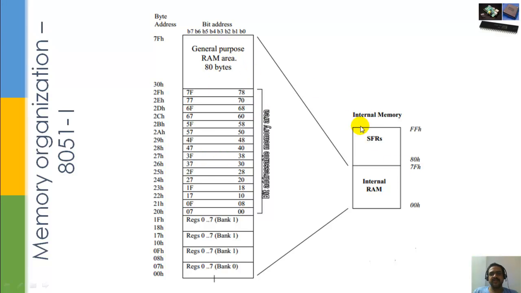Apart from this, you also have some special memory locations for SFR and internal RAM. Internal RAM varies from 0 to 7FH. This is what you are seeing here. And from 80H to FFH is special function registers. It is reserved. That means you cannot simply access or use this particular region of memory. It is for special function registers. And this is the area you can play with, that is 00 to 7FH.